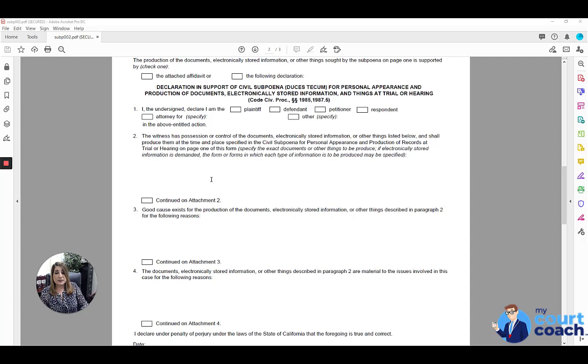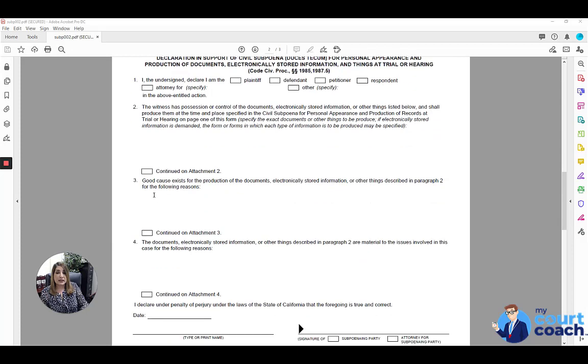And next, in item 2, you're going to specify what documents, information, and things you are requesting be produced. If this is not enough space for you, you can always attach a sheet of paper to this and just mark the box that says continued on attachment 2. In line 3, you need to explain why there is good cause for the production of documents. In other words, why you're requesting these, why are they pertinent? And if that is not enough space, you can always attach a sheet of paper and mark the box that says continued on attachment 3.